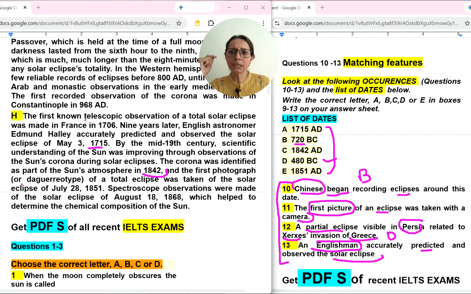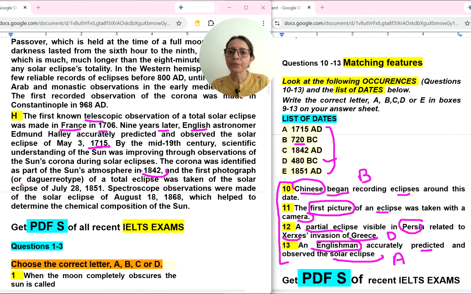The first non-telescopic observation of a total solar eclipse was made in France, 1706. 9 years later, the English word is here. English astronomer, this person accurately predicted and observed the solar eclipse in 1715. It means without reading, a person will match with a date, and it will match with the 13th number.